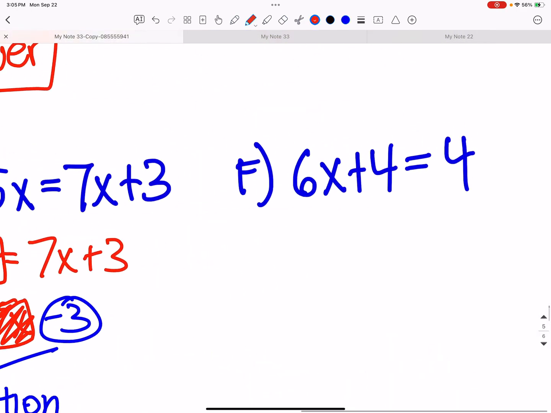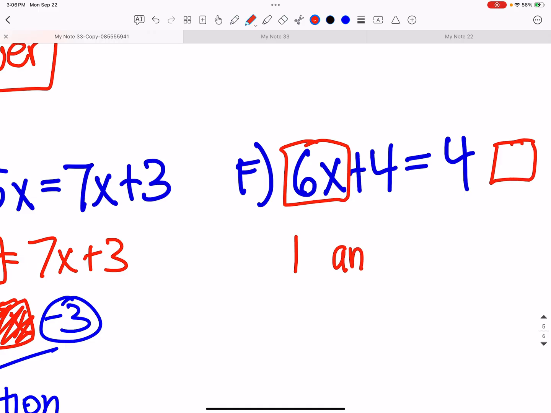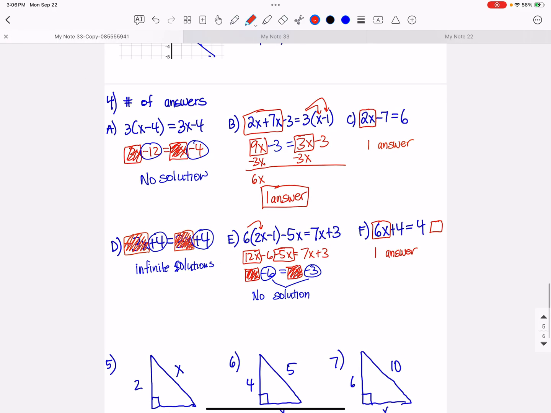Over here, I've got 6 x's on this side. I've got 0 x's on that side. They're not going to cancel, so the x's are going to be alive to tell me the one answer. There's one answer to here because the x's don't die.